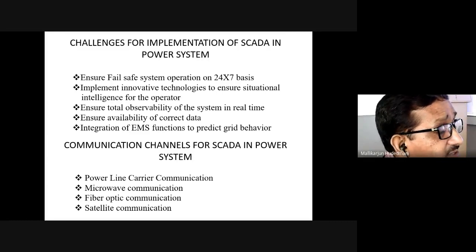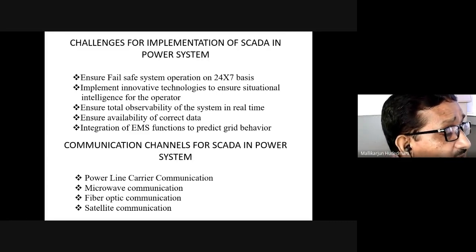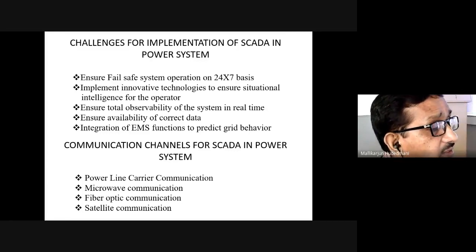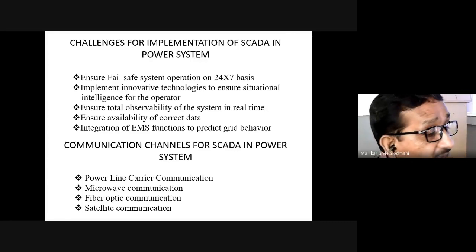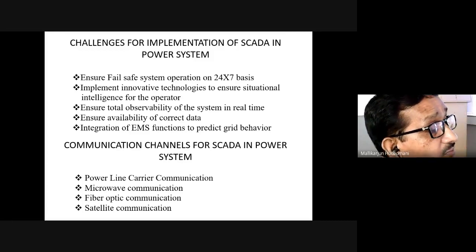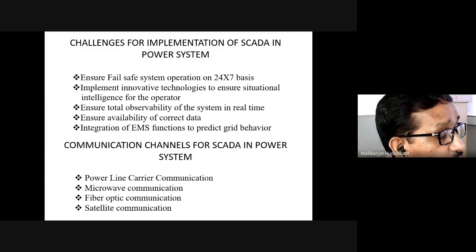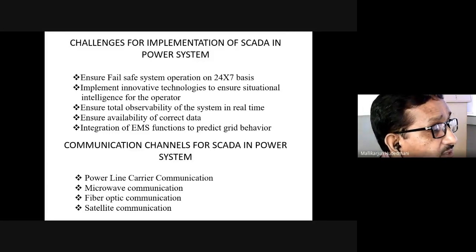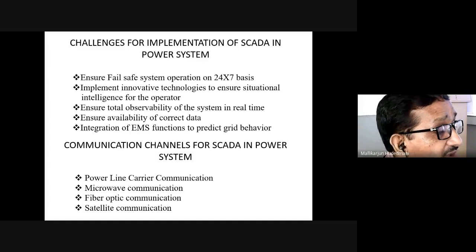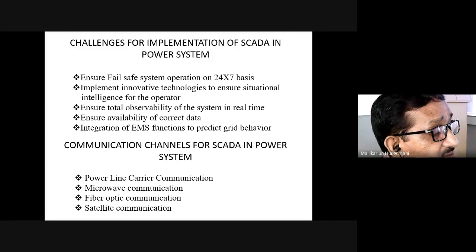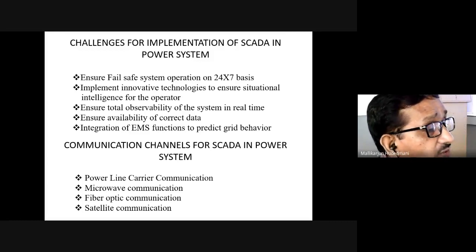So if anything is likely to go adverse, you have a supervisory eye on it, to see that such an event, which could worsen soon, can be minimized and its impact reduced. This is how it ensures fail-safe system operation on a 24/7 basis. This is a basic advantage of implementing automation in many processes.